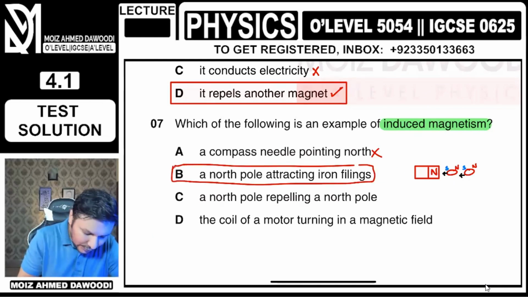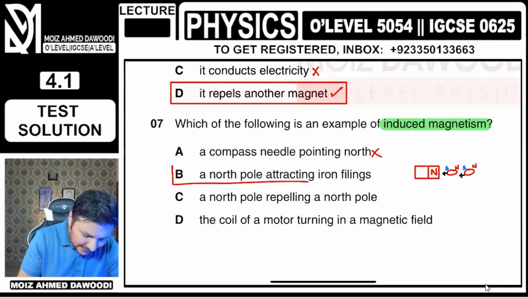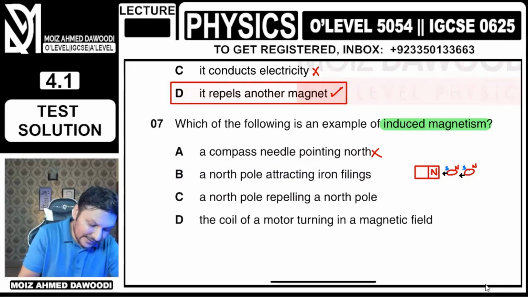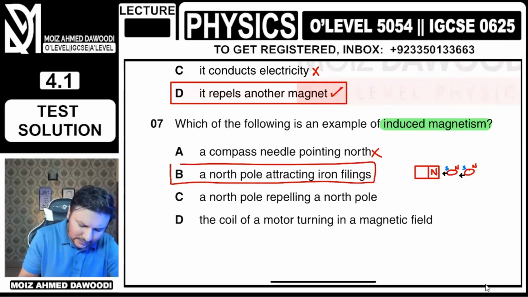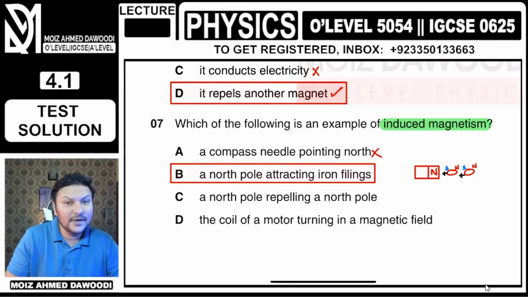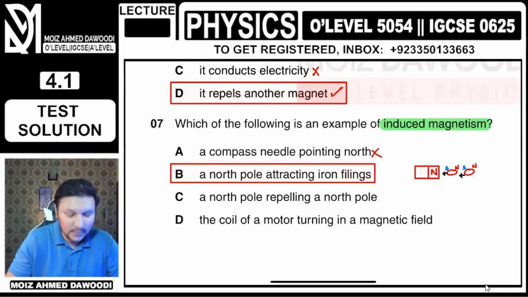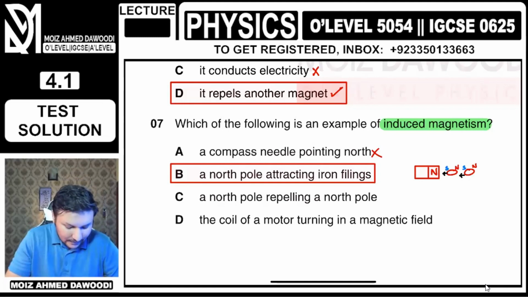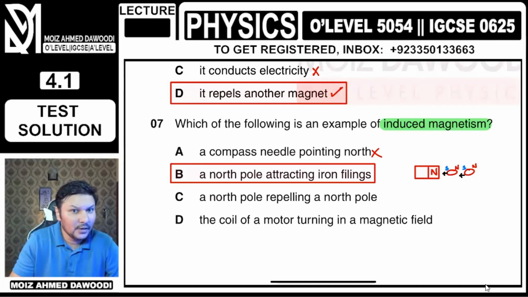But as I told you, always discuss the other remaining options as well. This gives you a clear idea whether you're going right or wrong. Sometimes option B seems to be correct, but when you read option C or option D, it makes more sense. A north pole repelling a north pole means the other part is also a magnetized material, because repulsion is occurring.